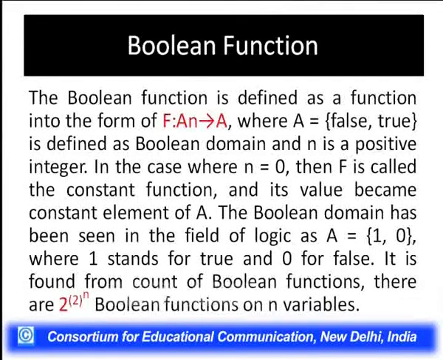It is found from the count of Boolean functions. There are 2 to the power 2 to the power n Boolean functions on n variables. This formula is used to count the Boolean functions.